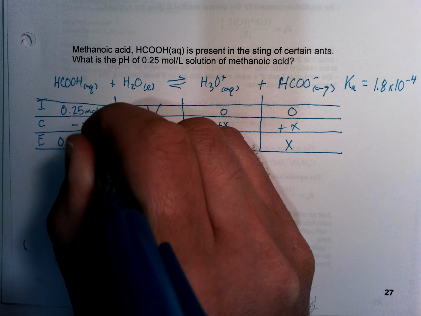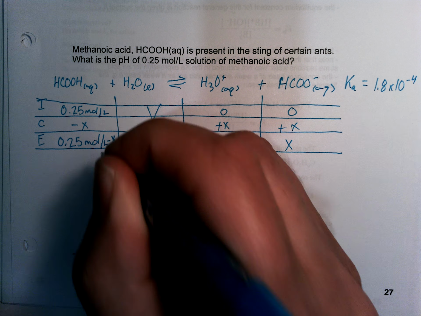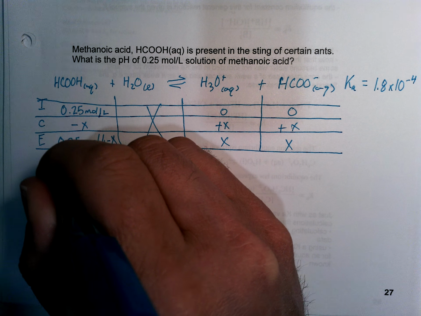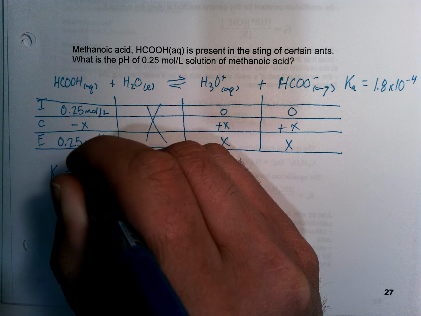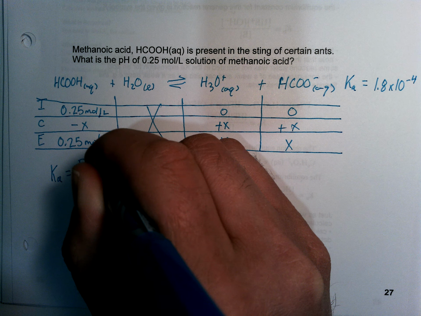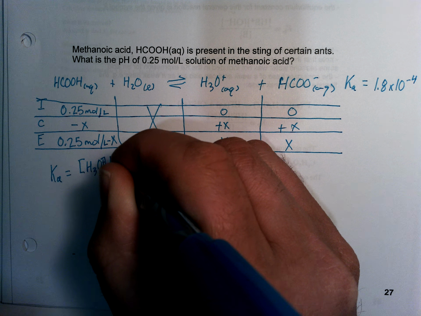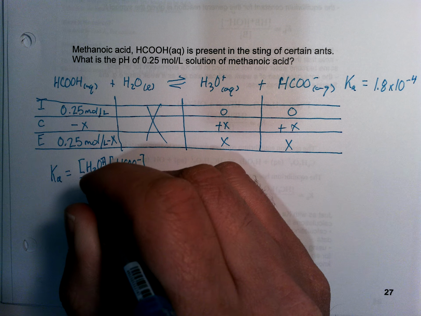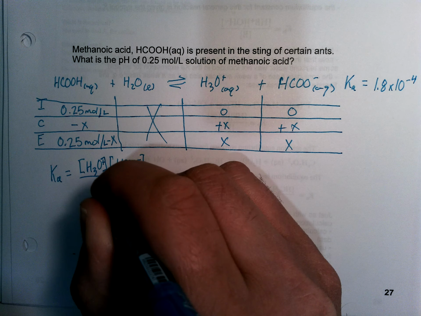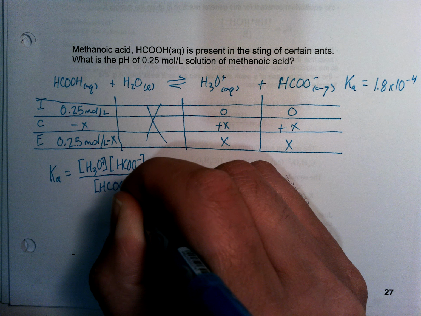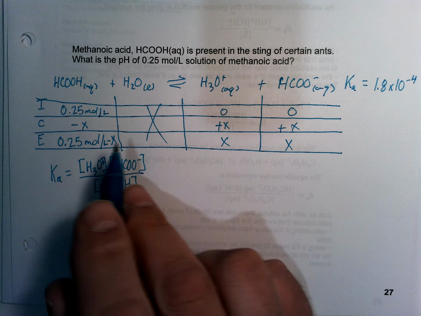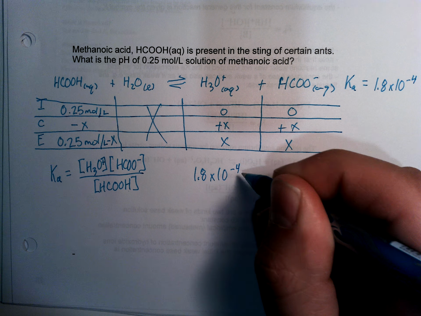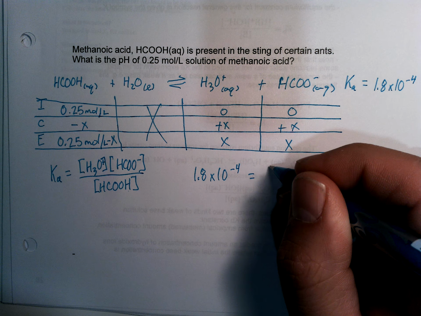Okay, so now we put into our Ka expression. So Ka is equal to hydronium times our conjugate base divided by our initial weak acid. Okay, so that's the expression. So if we put these values in here, we have 1.8 times 10 to the minus 4 is equal to x squared on top over 0.25 minus x.